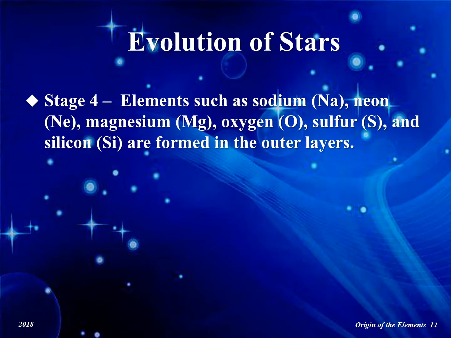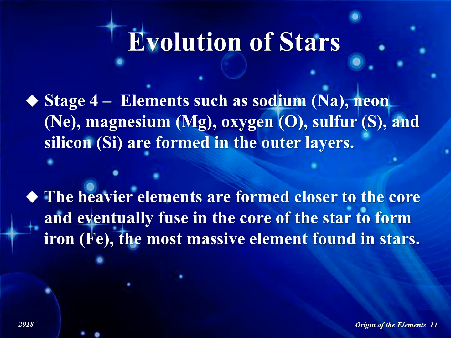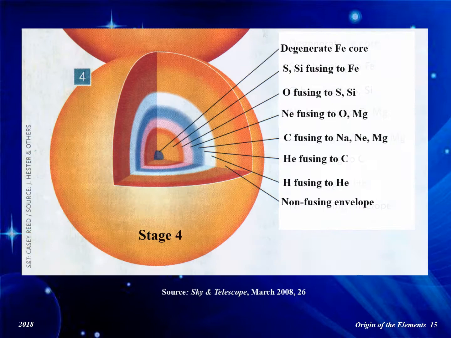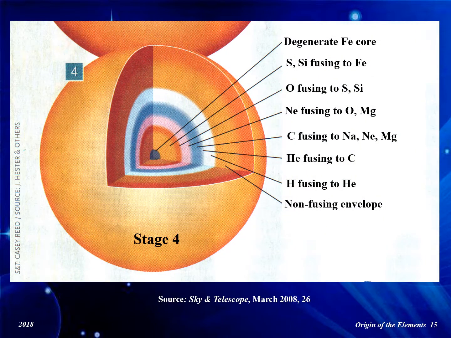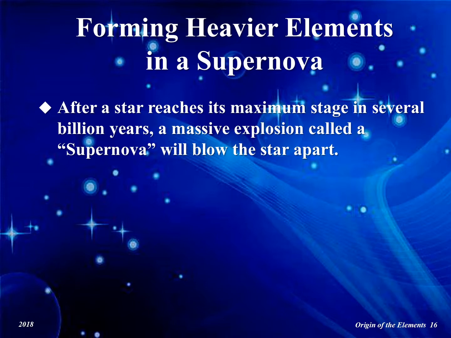In this stage, elements such as sodium, neon, magnesium, oxygen, sulfur, and silicon are formed in the outer layers. Also in this final stage, the heavier elements are formed closer to the core, and eventually fuse in the core of the star to form iron, the most massive element found in stars. In this diagram of stage 4, the heaviest elements are formed close to the core, while the other elements are formed by fusion in the outer layers, from the heaviest close to the core, to the lightest in the outer layers of the star. After a star reaches stage 4 in several billion years, it undergoes a massive explosion.